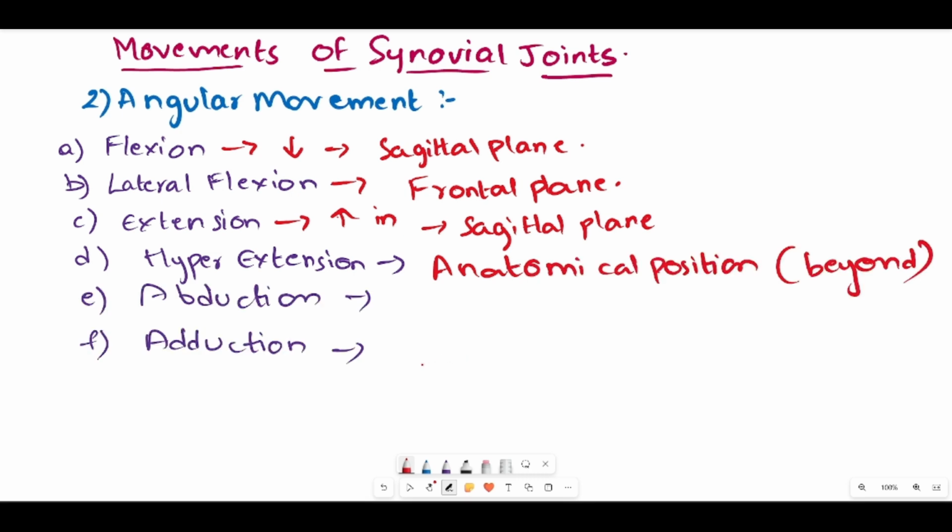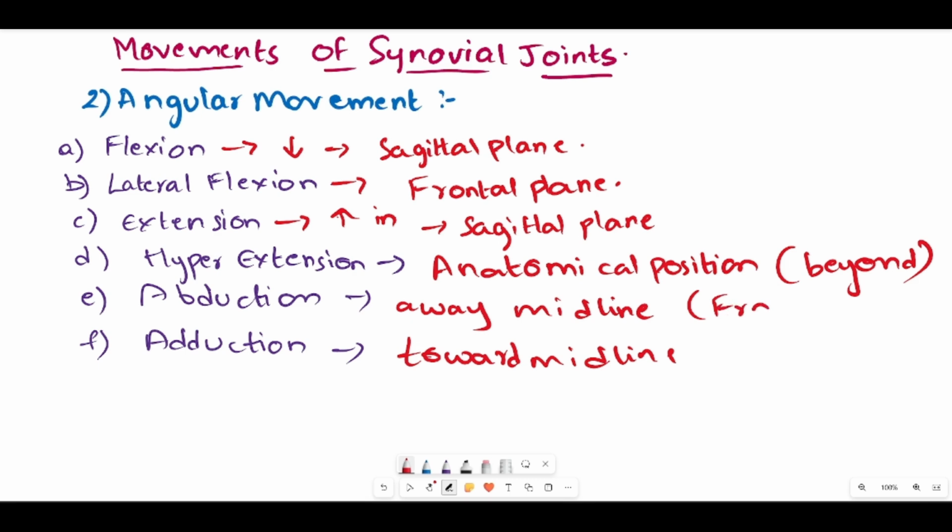And the next two are abduction and adduction. Abduction is simply the movement of the bone away from the midline, and adduction is the movement of the bone towards the midline. Abduction is usually seen in the frontal plane. Similarly, adduction, the movement of the bone towards the midline, is also seen in the frontal plane.